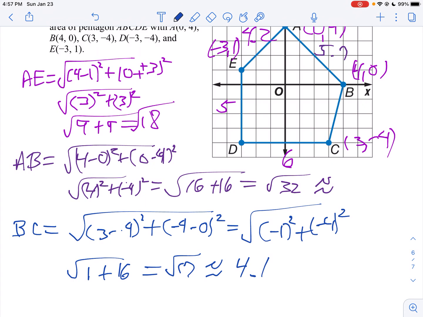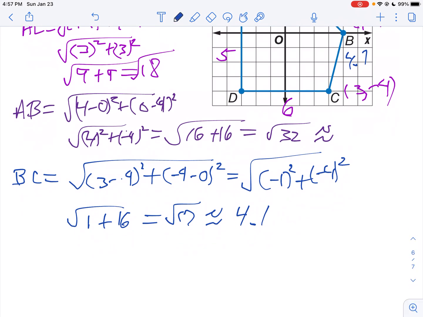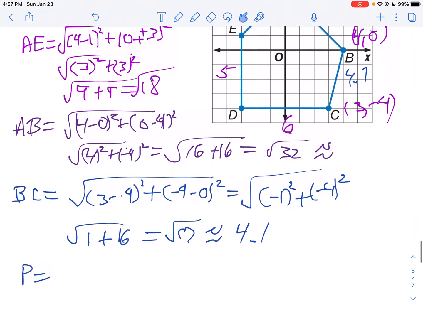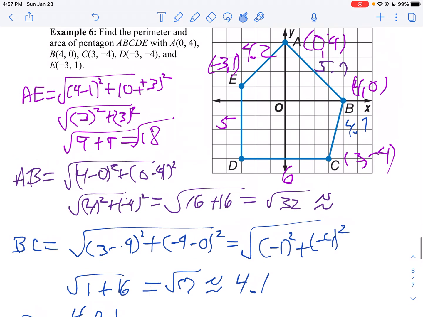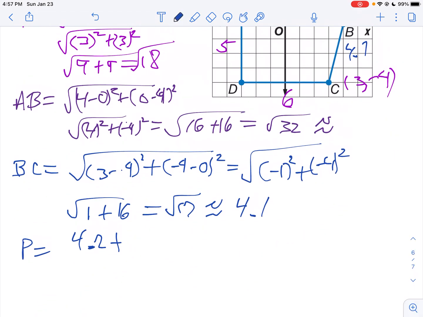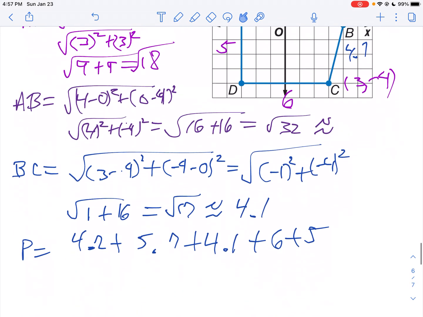And so we know this distance is 4.1. So in other words, to find the perimeter of this pentagon, we're going to add up all the sides. So I'm going to start with 4.2, plus my next one is 5.7, plus 4.1, plus 6 plus 5. And now we're just going to add them all up.